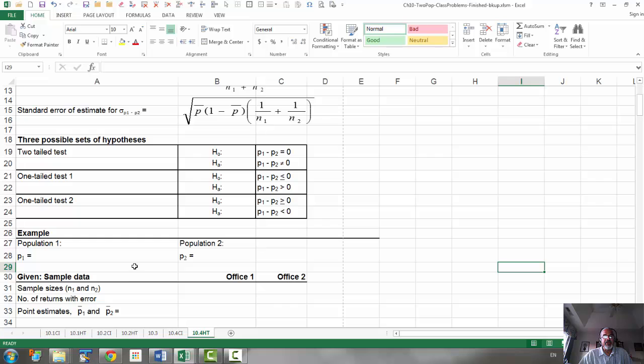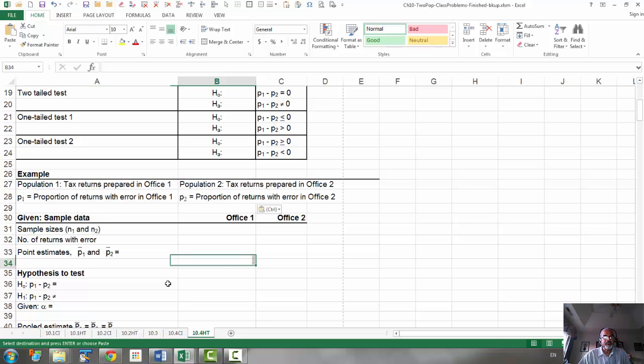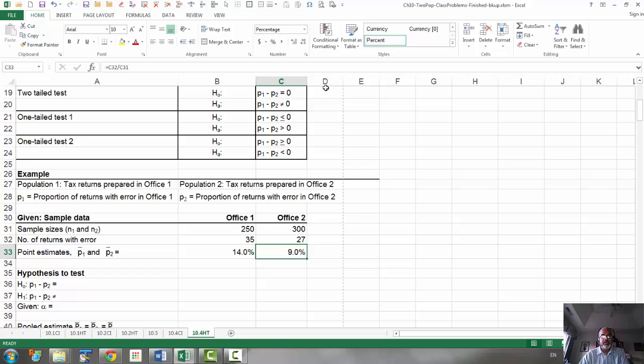So let's first define the populations and the population proportions. So this will be tax returns filed by Office 1, tax returns by Office 2, and the proportion of erroneous tax returns from Office 1 and Office 2. Okay. Now the sample statistics are exactly like before. Okay. And the point estimate again is calculated like before. That into a percentage, and I'll copy that to the next column.